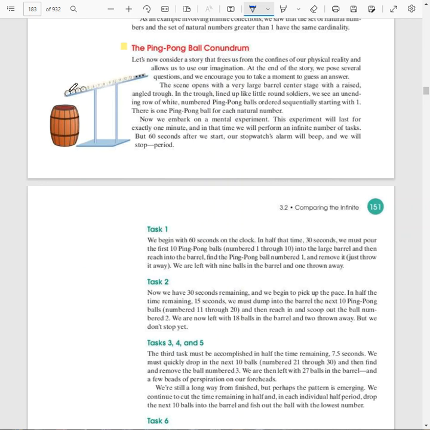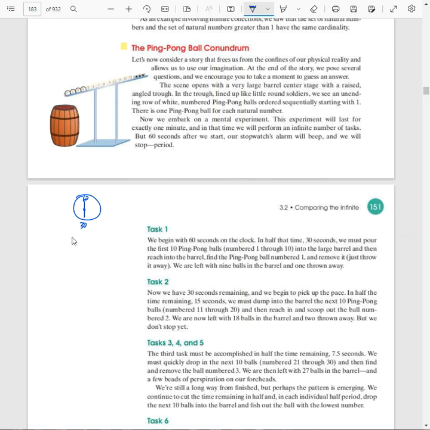All right, let's get weirder. So you have this infinite stack of ping pong balls, and you have this barrel that can hold an infinite amount of ping pong balls. Here's what we're going to do. We've got 60 seconds on the watch. Here's our timer. We hit start, and in half that time, we stop at 30.